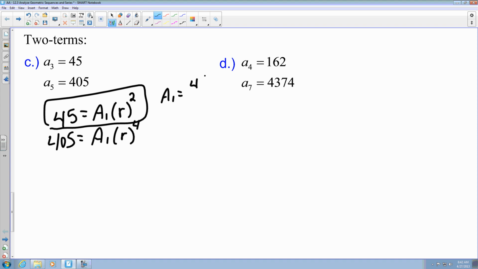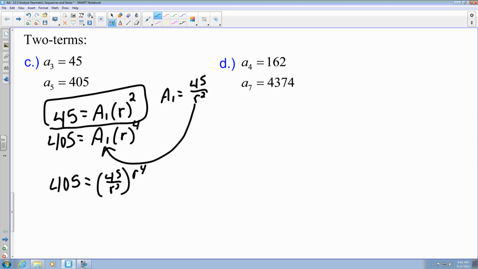which is going to give me 45 divided by r squared. So now I get to use the substitution method, and I'm going to put this value into this a sub 1 here, so I get 405 equals 45 divided by r squared times r to the fourth. Now I can use my rules for dividing exponents with the same base. I can subtract my exponents here, so I get 405 equals 45r squared.